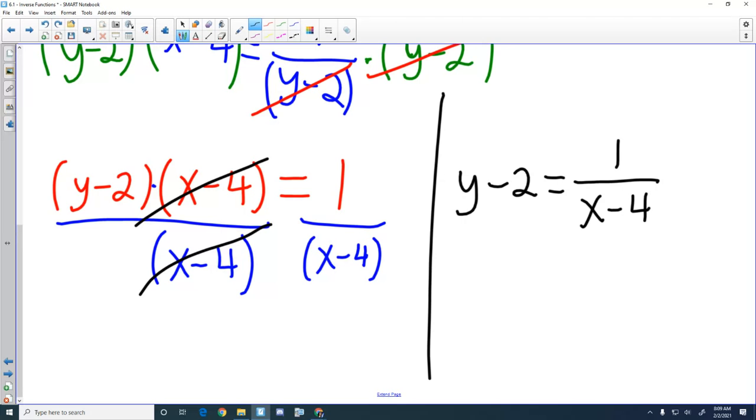Final step to get the y by itself, well, we can just add 2 to both sides. But where would I add that 2? We have to be careful. Am I going to add it up here with the 1 and write 3? No, because this is a fraction, right? So it's got to be completely separated, off to the side over there.